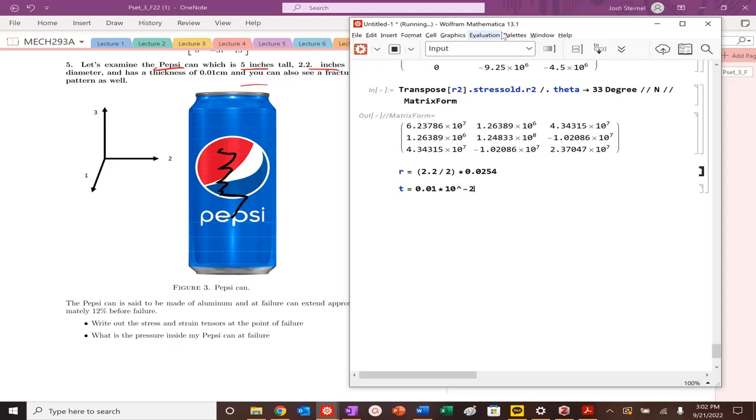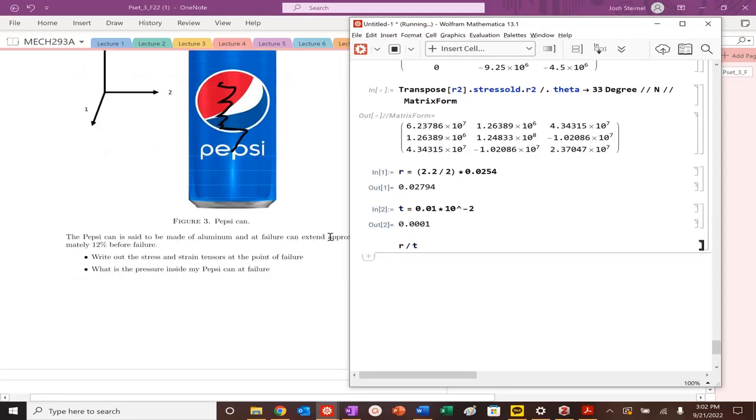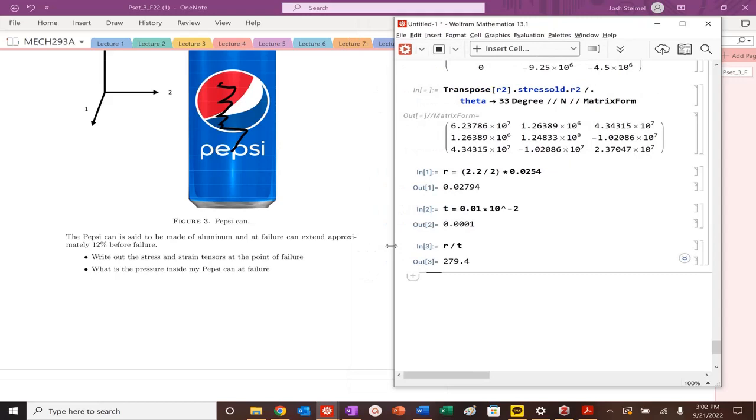And R over T better be greater than or equal to 10. Excellent. What else do we have here? Aluminum, failure can only extend here.